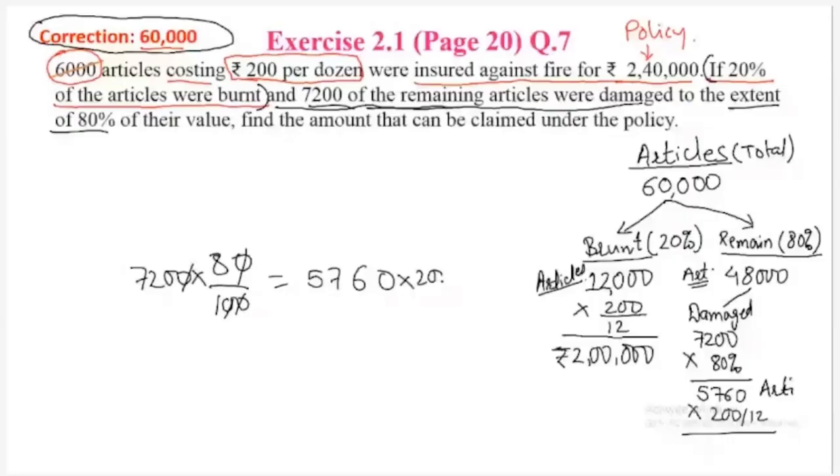5,760 into 200 divided by 12. I hope this is divisible. Check karo. 12 4s are 48, 9 96. 12 8s are 96. 480 into 200. 0 0 0. 8 2s are 16, carry 1. 4 2s are 8 and 1, 9. 96,000.